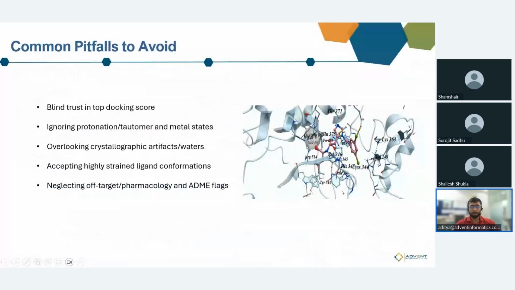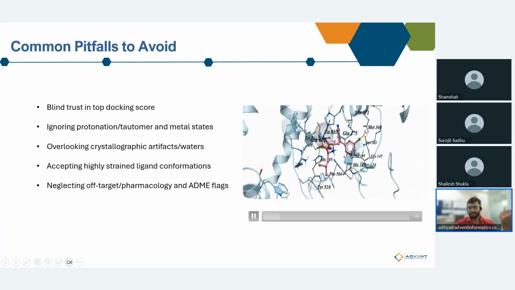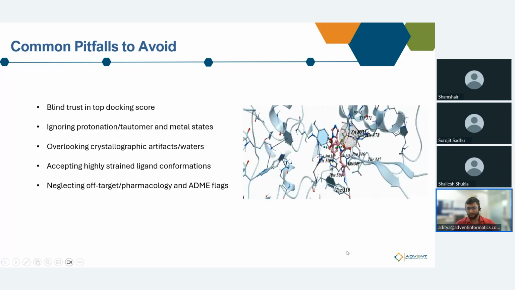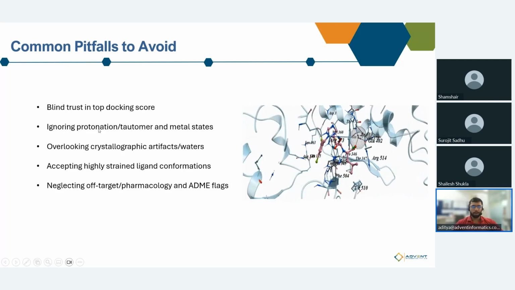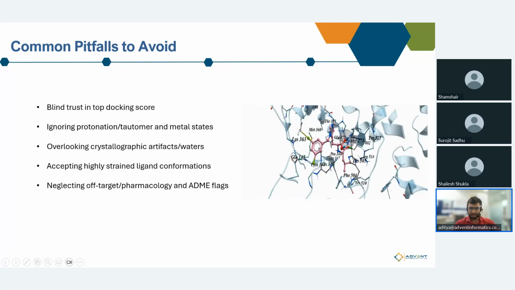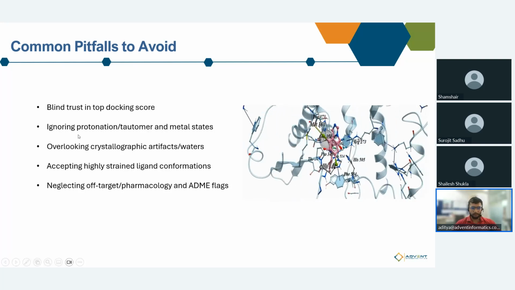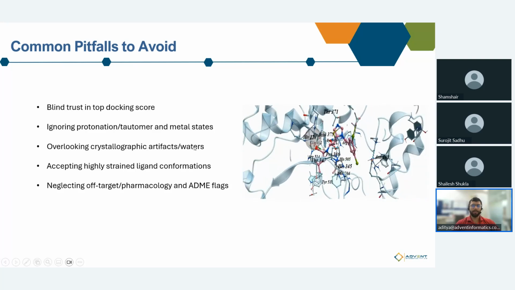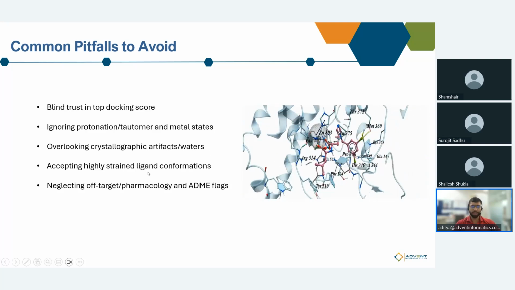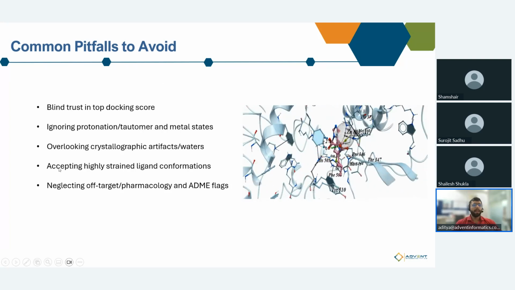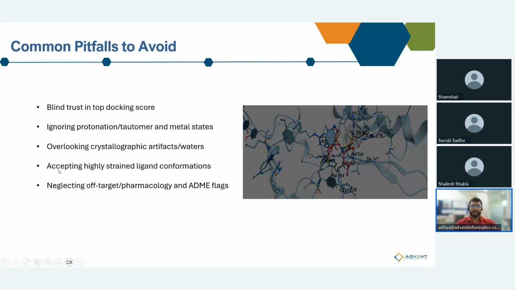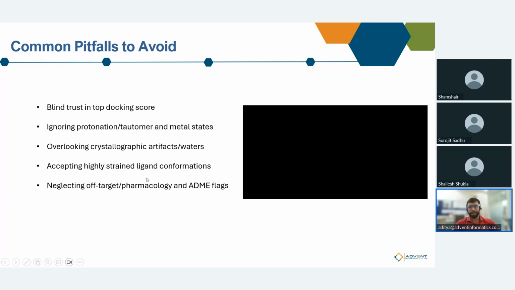Firstly, common pitfalls that we should avoid: stop blindly trusting the top docking pose. Also, this is the video that I imported earlier. So this is how it looks when you present. Very interesting. Do not ignore the protonation or tautomeric state, or metal complexes if you have metals in your compound. Overlooking crystallographic artifacts or water positions, ignoring the thermodynamics and all such things is a big no. Accepting highly strained ligand conformations and neglecting off-target, or let's say ADME flags in your ligand or small molecule, could result in bad or false positives.